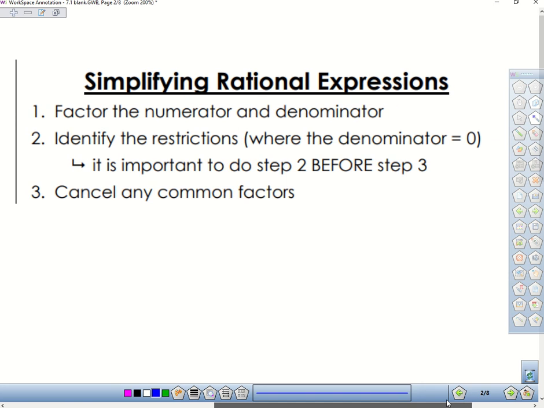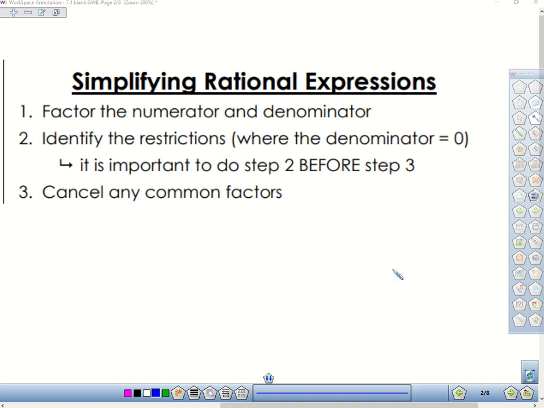So this is the three-step process to simplifying rational expressions. The first step is to factor the numerator and denominator. You're always going to factor the numerator and denominator. Then you're going to identify any restrictions which would make your denominator 0. So basically you're going to be setting the denominator equal to 0 and finding what values would make the denominator 0, as in what variable values. So like what x, what y, whatever variable we're using.